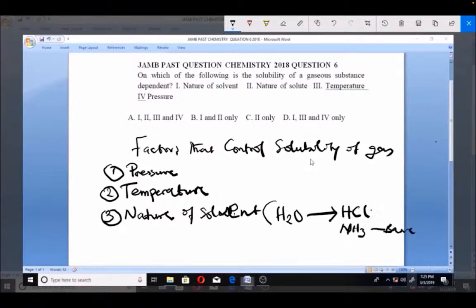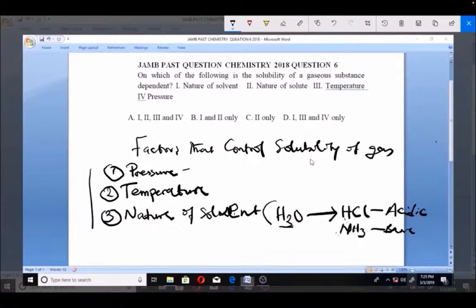When HCl dissolves in water, it will give us an acidic solution, hydrochloric acid. So if you have the solvent as water, it will very much affect the solubility of any of these gases. So these are the three major factors that affect the solubility of gases.